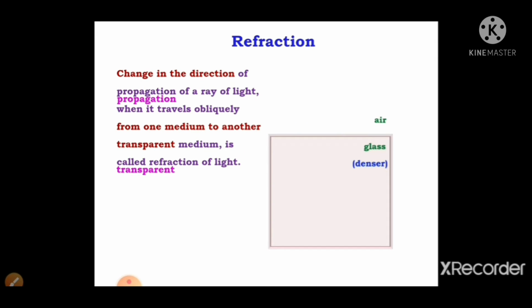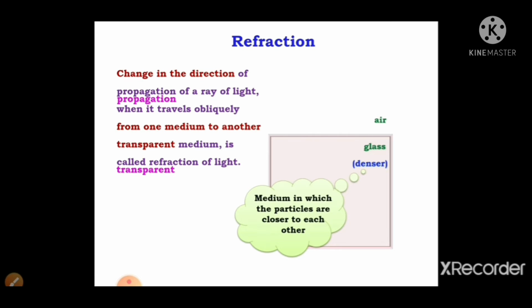Glass is considered to be the denser medium. Now what is denser? A medium in which the particles are closer to each other, right? In this the particles are very close to each other, so they are called a denser medium. Like you have heard about a dense forest, right? Where the trees are very close to each other. Similarly, glass is considered to be the denser medium because the particles of the glass are very close to each other.